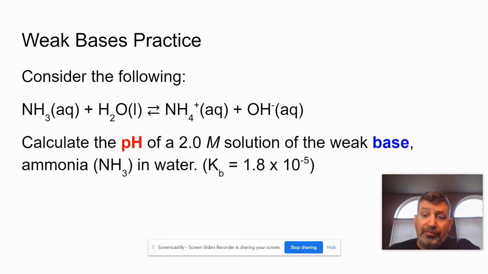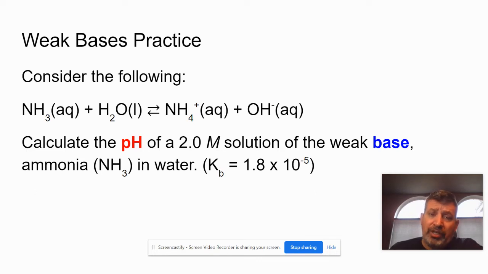It says considering the following, you've got ammonia, water, ammonium, and hydroxide, and it says calculate the pH of a 2 molar solution of the weak base ammonia in water. The Kb is 1.8 times 10 to the negative 5. Kb's and Ka's work the same way. They can really help us with these weak examples that we have. So let's take this one apart piece by piece.